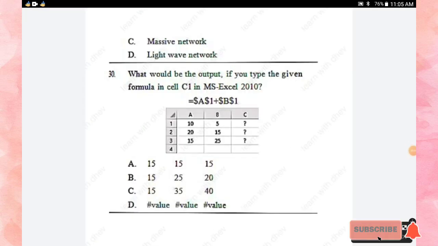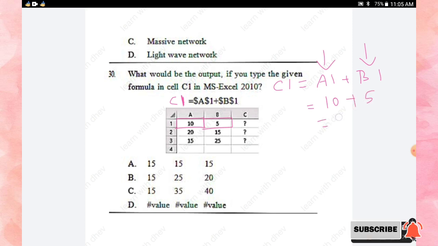Question number 30. What would be the output if you type the given formula in cell C1 in MS Excel 2010? So this formula is assigned to the cell C1. Suppose you have C1 equal to A1 plus B1. This address A1 refers to this particular cell and this address B1 refers to this particular cell, right? So A1 holds 10 and B1 holds 5. When you are adding, you will be getting 15. So this 15 would display or get stored in the value of C1, right?